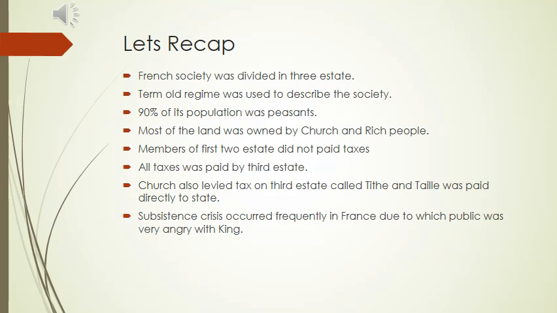The third state was also divided into 3 parts. The church also levied tax on the third state, and there were 2 types of tax. One was called tithe, which was given to the church, and the second one was taille, which was a direct tax paid to the state. Now, the subsistence crisis, which endangered livelihood, was very frequent in France, due to which the public was very angry with the king.